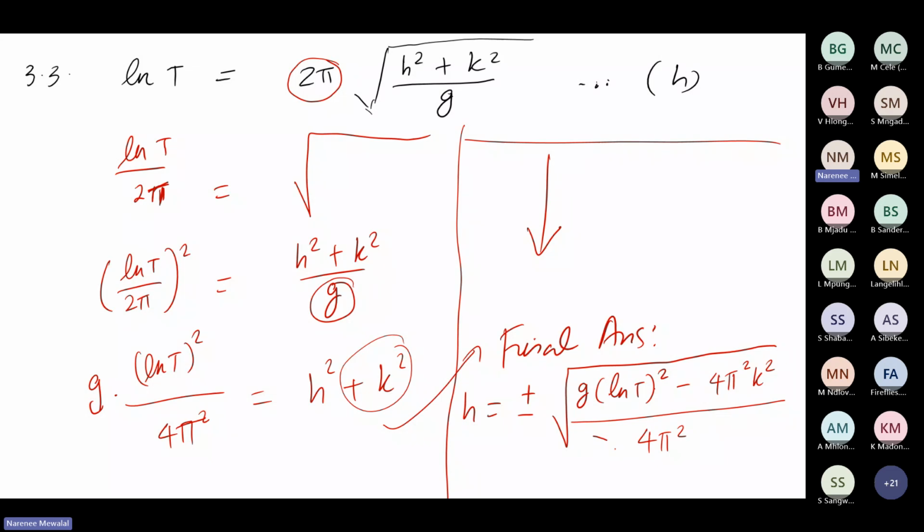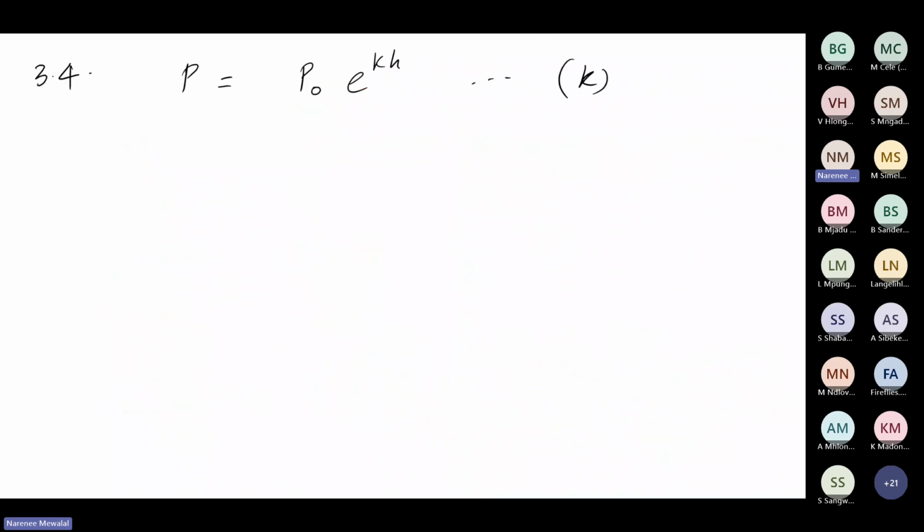Bear in mind that you had an h squared, and when you want to get rid of a square, you introduce not just the square root, but this plus or minus is an important part, okay? If you don't have the plus or minus in a test, you will lose a mark.